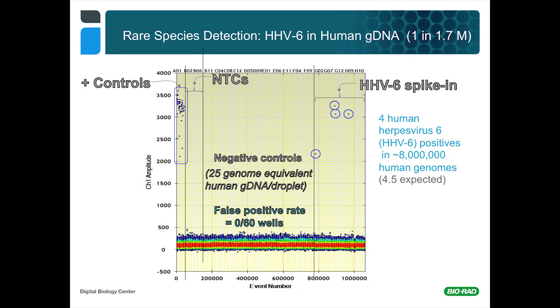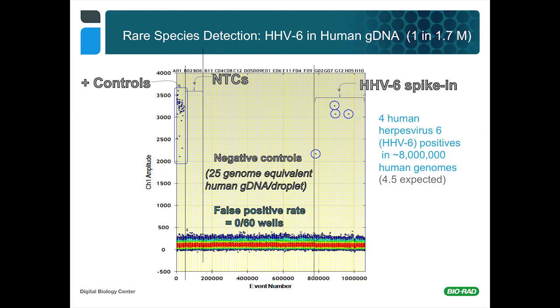First off, though, we're looking at the rare sequence detection, and just to see what the system is capable of, this is an experiment done by Wei Yang, which is showing you the ability to detect one HHV6, human herpes virus 6 genome in about 1.7 million background copies of human DNA.